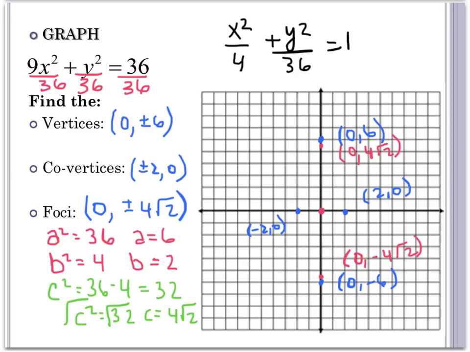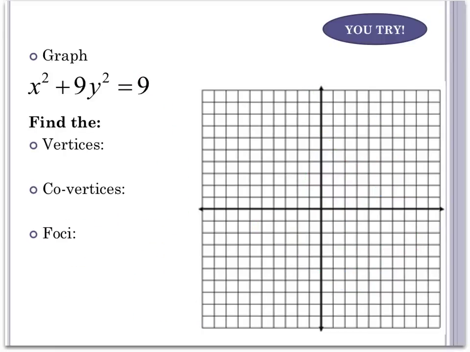And now we are just going to connect our vertices and our co-vertices. Make sure that you go through the vertices and the co-vertices. You do not include the foci. And here's my ellipse. All right, so give this one a try.